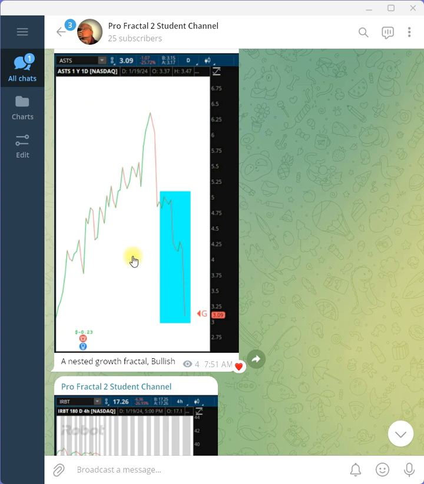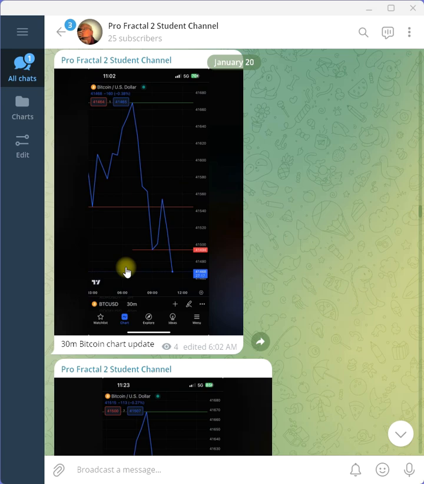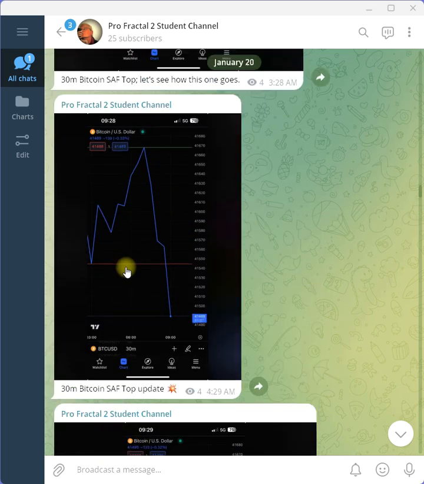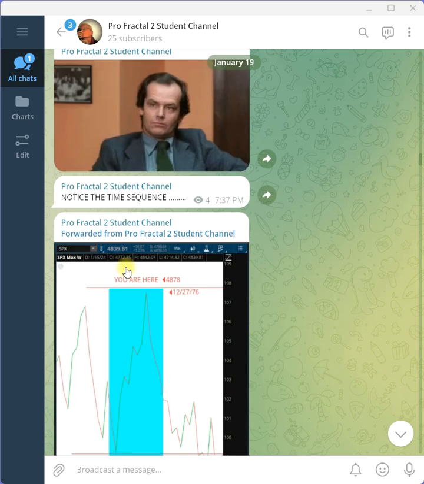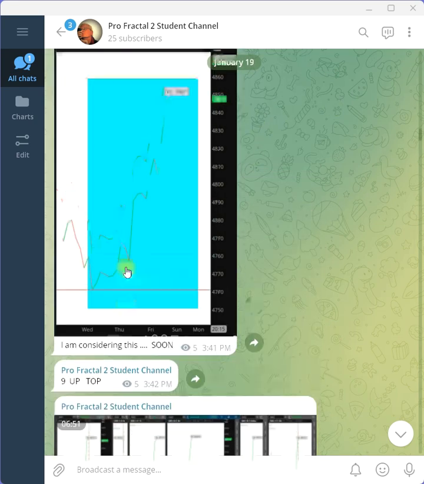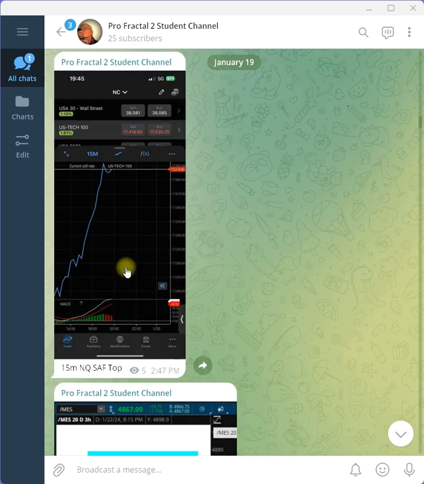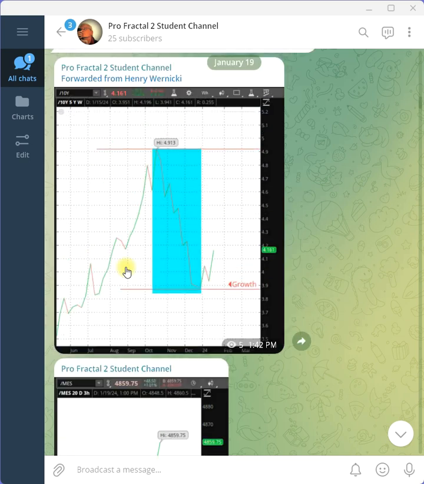So you can find the fractals on any market. We've got a couple here on stocks. Here's a couple good setups here for you. Neil, he'll post a lot of fractals, and we have videos every day. And all we're trying to do is attempt to find the turns in a market.